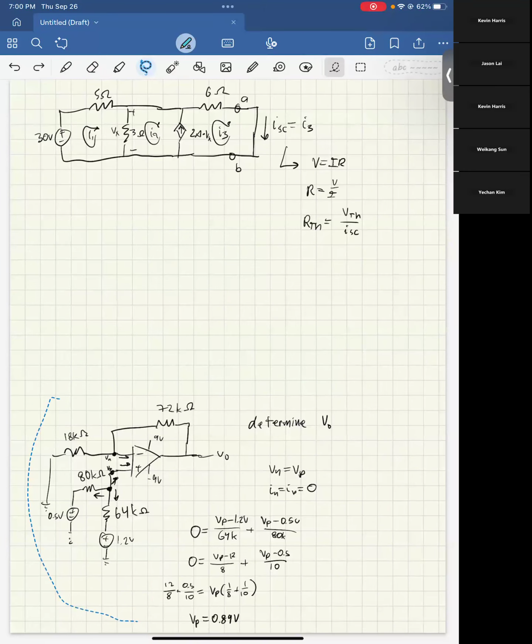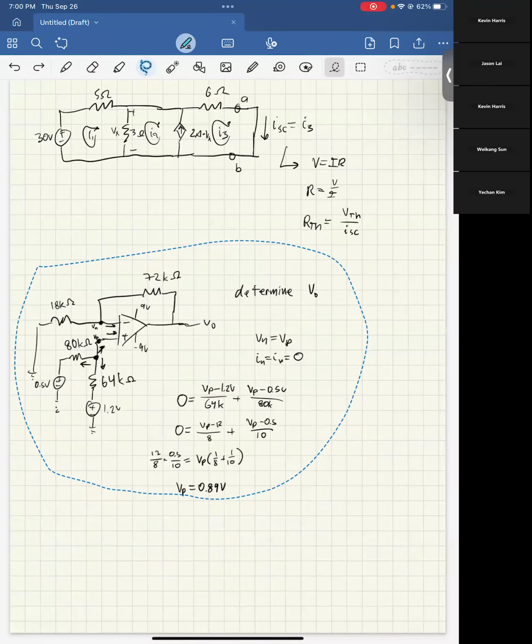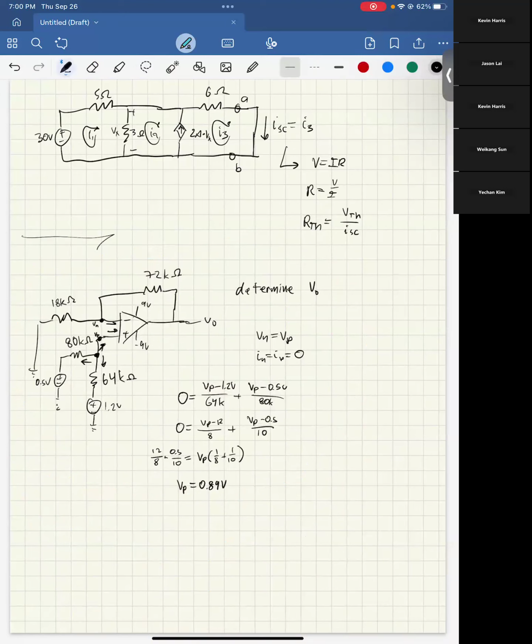Okay, I'll leave that there. Back to the op amp. So here we found Vp, and then we say that is also equal to Vn. And once you have that, you're almost done.